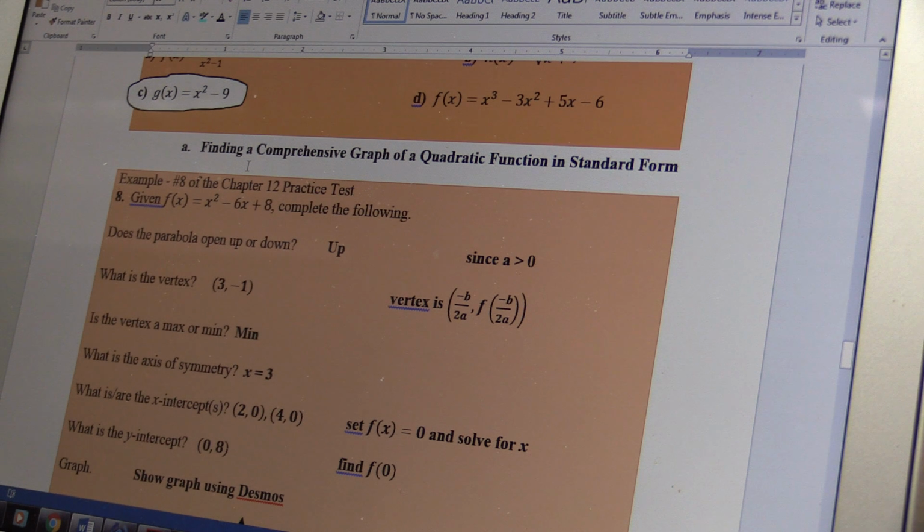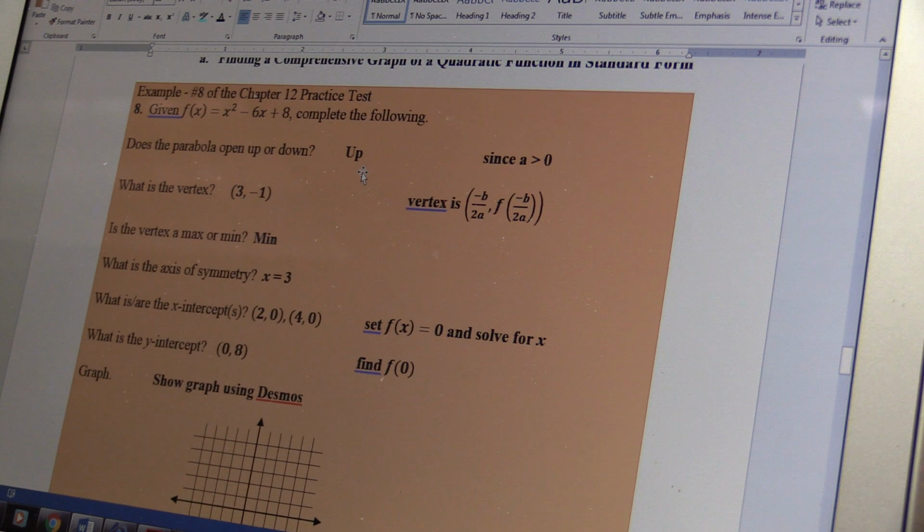Now the next thing is finding a comprehensive graph of a quadratic function that's in standard form. Say it's not in a nice transformational form where I can just graph it quickly by moving the original basic graph right or left. Say it's in the standard form of f of x equals x squared minus 6x plus 8, and I wanted you to complete the graph. The first thing to identify: does the parabola open up or down? Just look at a, the leading coefficient. If it's positive, it opens up, guaranteed every time. And so since a is greater than 0, it opens up.